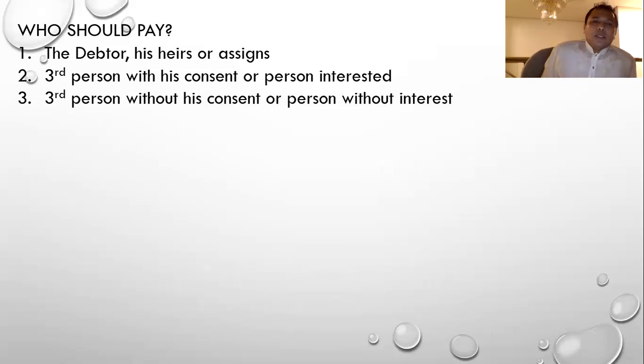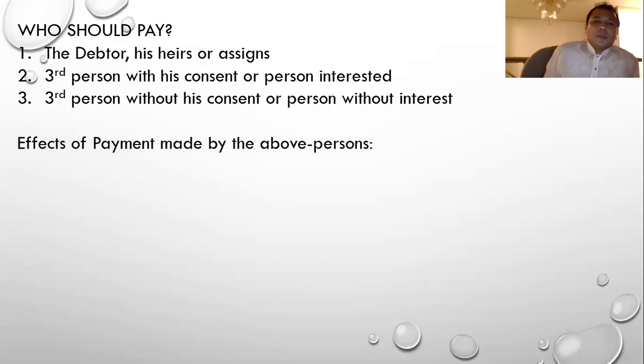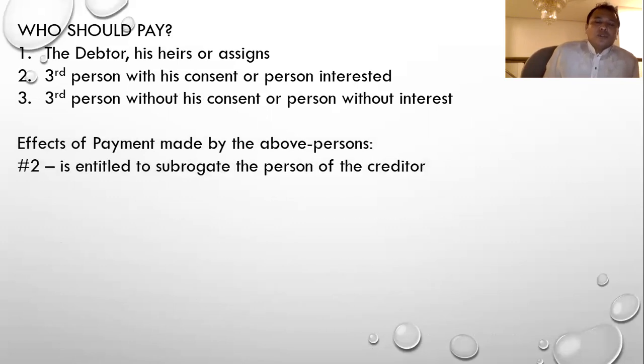So, as I've said, the debtor should pay, his heirs or assigns. A third person with his consent can also pay, or a person who has interest in fulfilling the obligation. Also, a third person, even without the consent of the debtor or without interest, can also pay. But what are the effects of these payments? So, naturally, payment made by number one, the debtor, his heirs or assigns, extinguishes the obligation. How about number two? Does it extinguish?